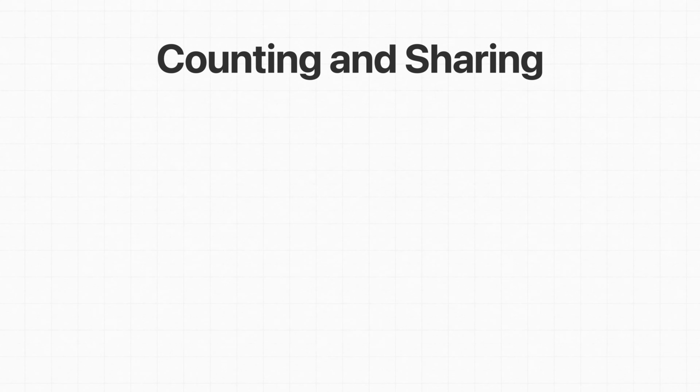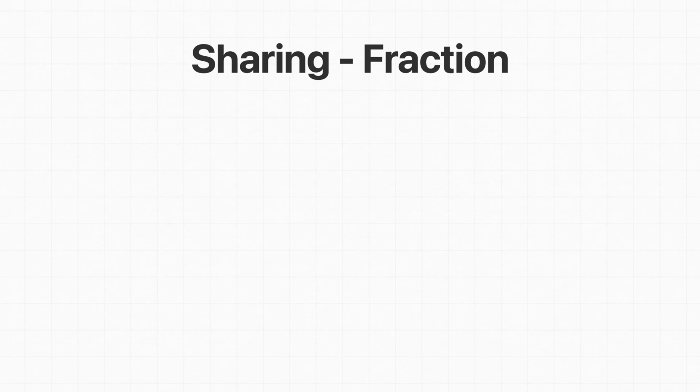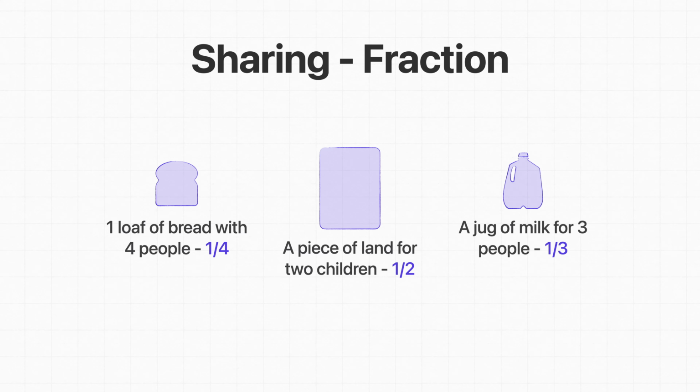Long ago, people needed to count many things in their daily lives. But counting alone wasn't enough. They also needed to share what they had with others, especially food. Imagine sharing one loaf of bread among four people, or dividing a piece of land between two children, or sharing a jug of milk among three people.